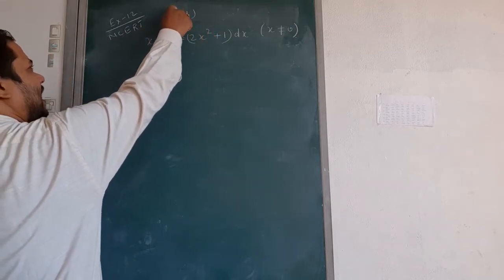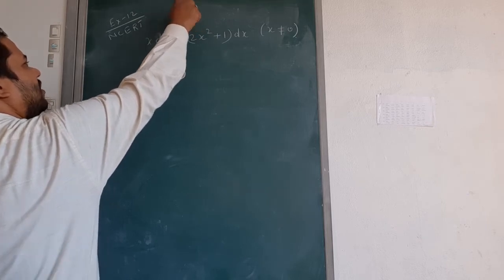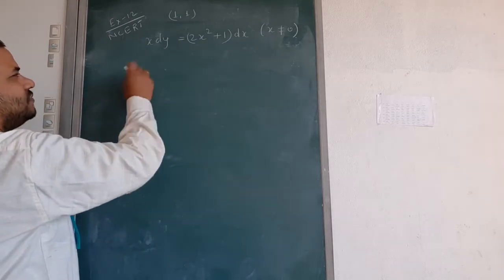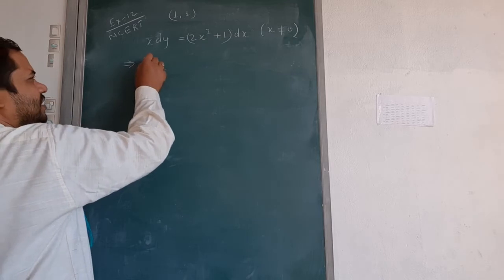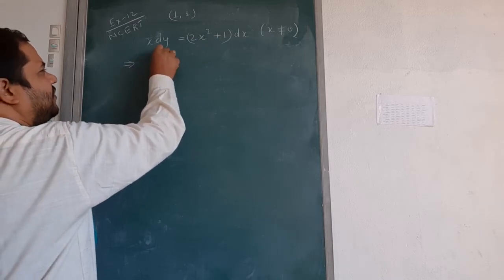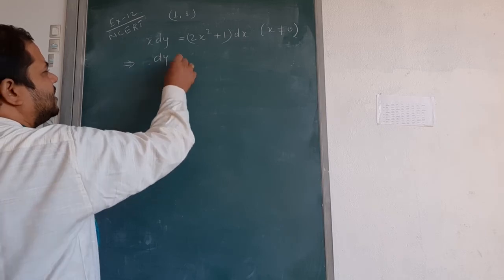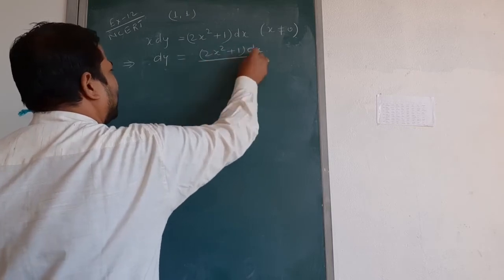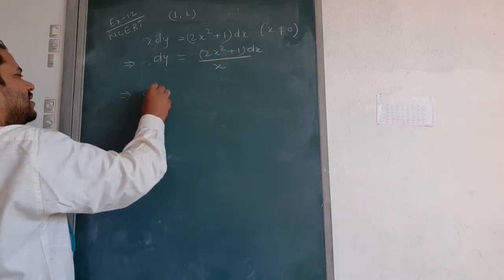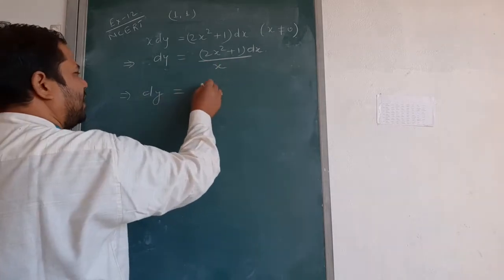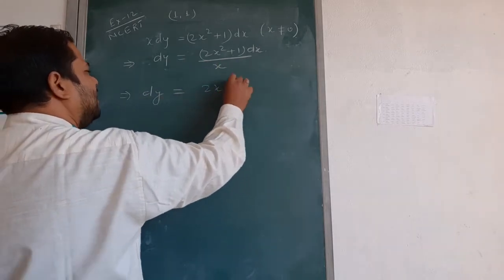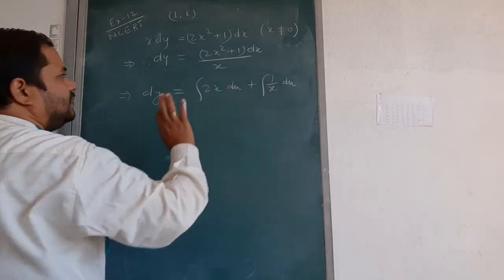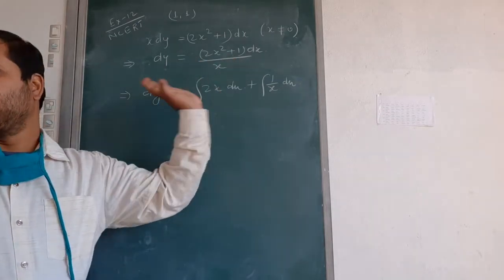That means this is x and this is y. When x is equal to 1, y is also 1. So first of all, find the solution of this differential equation. x dy, so dy is nothing but (2x square plus 1) dx divided by x. So dy is nothing but 2x square upon x, this is 2x simply, dx, plus 1 upon x dx. Simply we separate it and divide it.